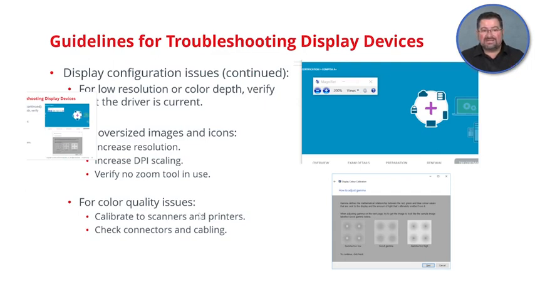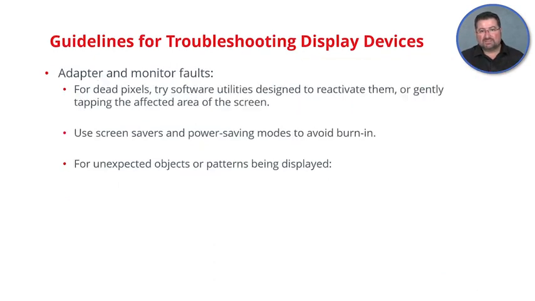For color quality issues, calibrate to scanners and printers. They always have their own firmware to calibrate. What you're seeing on the monitor is what you're going to see on the output when you print. And again, we're checking connections to make sure they're not faulty.